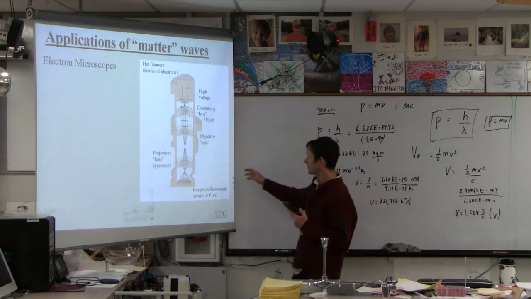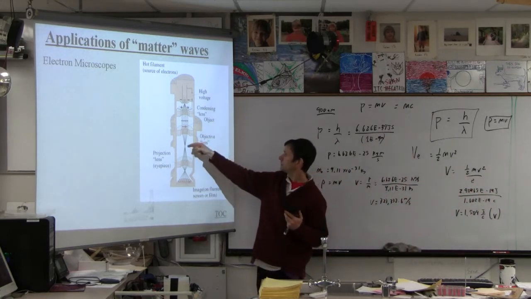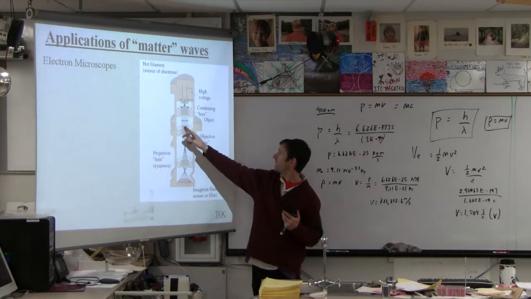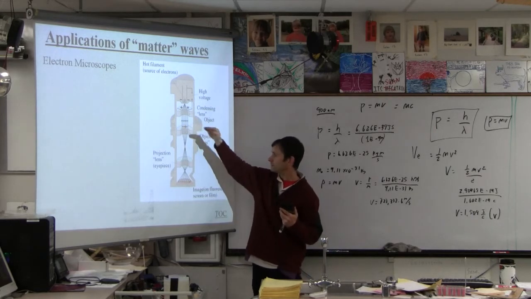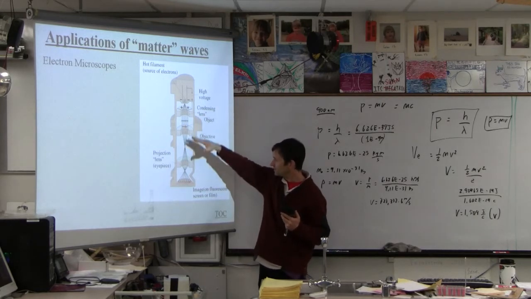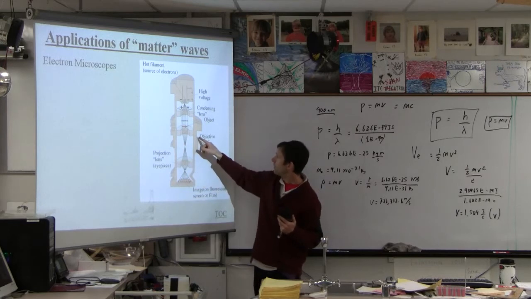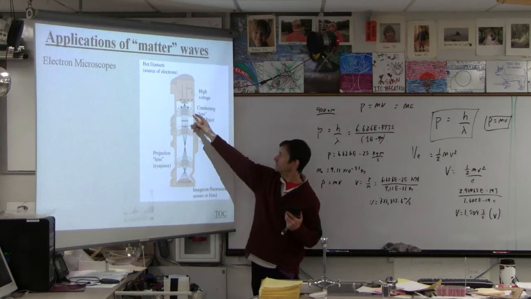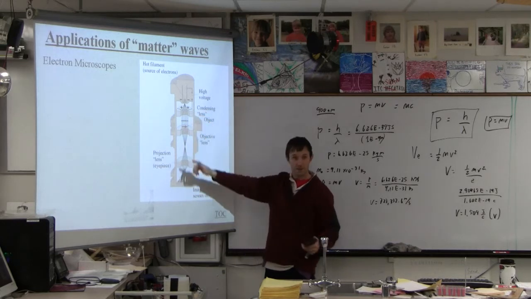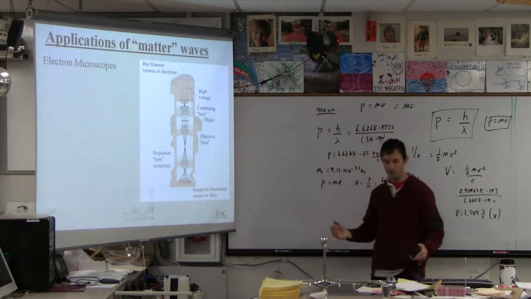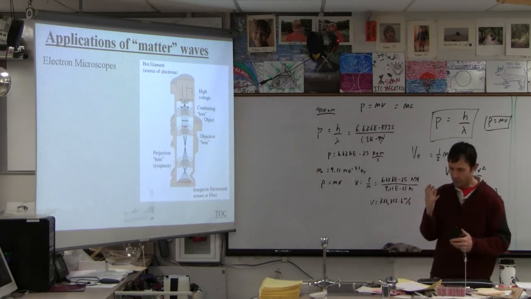This is, I believe, a transmission electron microscope. So there's the object right there, and these are very picky. You've got to slice it very thin, and then it goes through. Magnets, or electric fields, can be used as lenses, because obviously electrons won't go through glass, but they will go through a magnetic field.